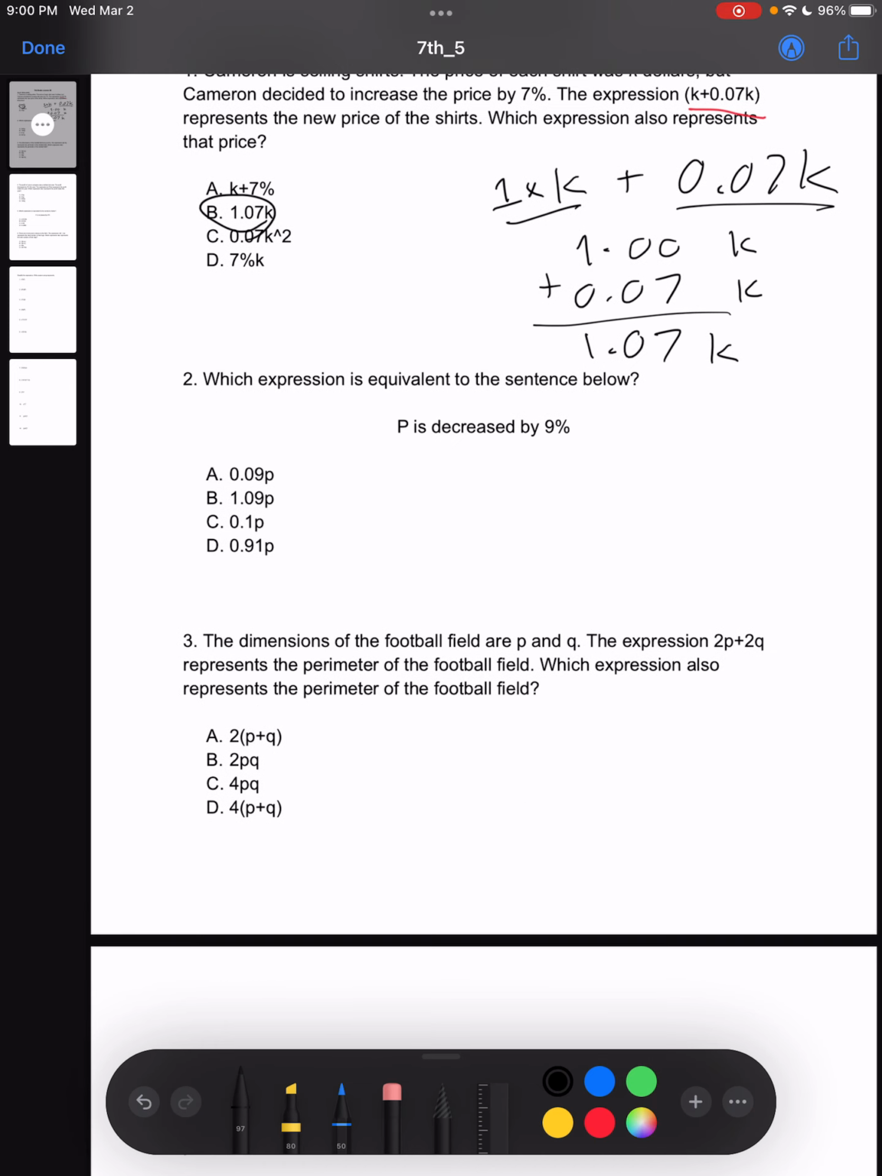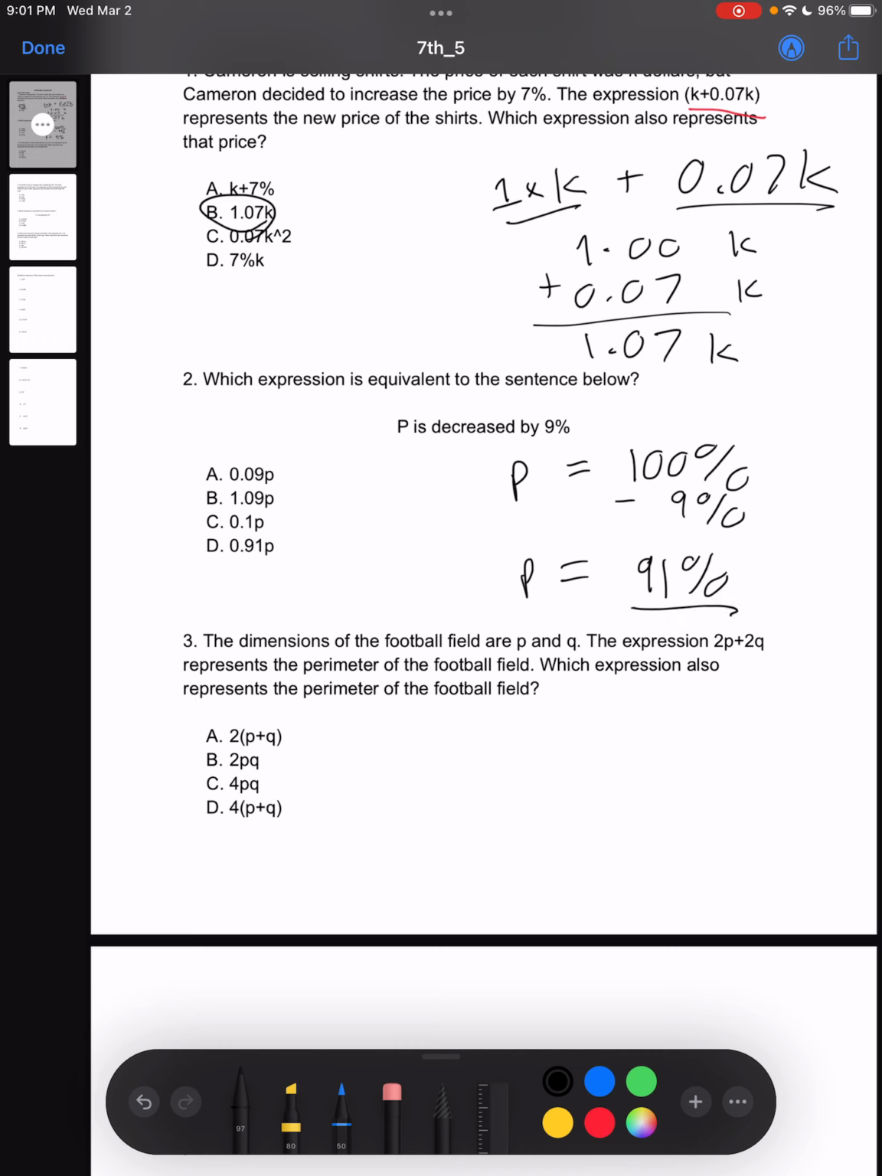Let's move on to number 2. Which expression is equivalent to the sentence below? P is decreased by 9%. We'll say P, right? We just have one P, and that's equal to 100%. If we want to decrease this P by 9%, all we need to do is subtract 9%, right? Well, if we decrease 100% by 9, or we decrease P by 9%, what we're left with is 91% of P.